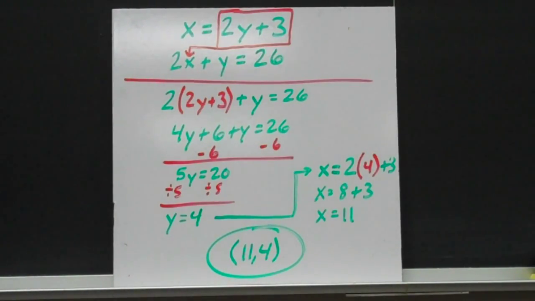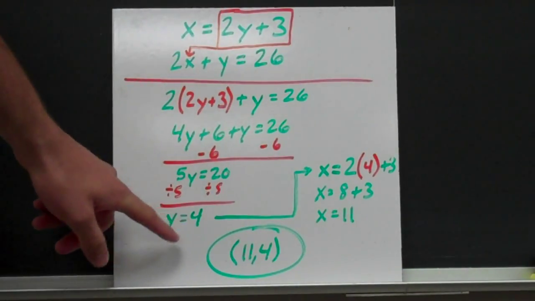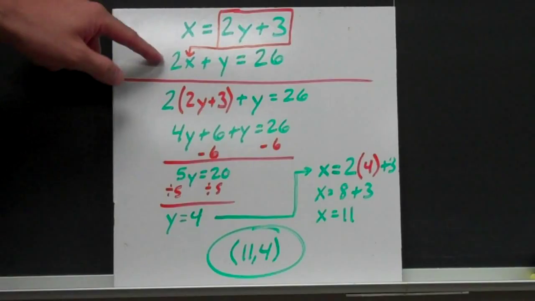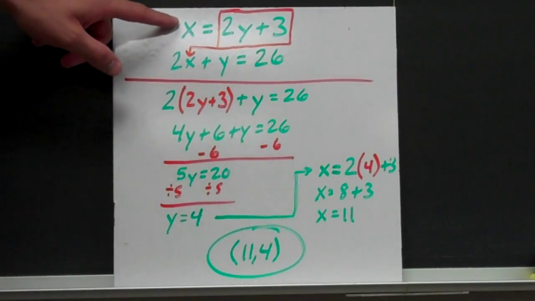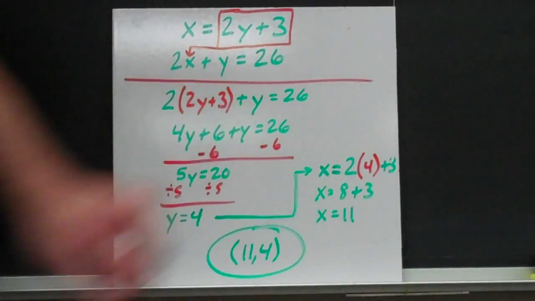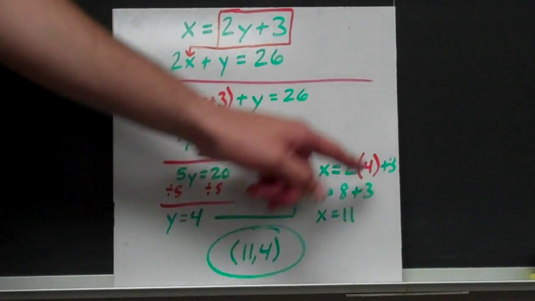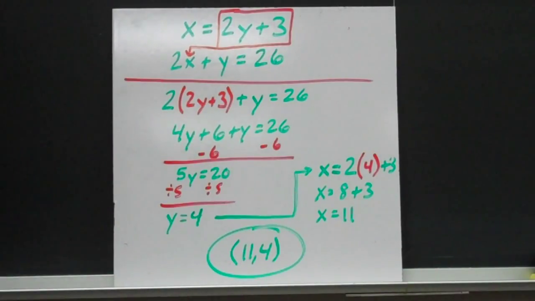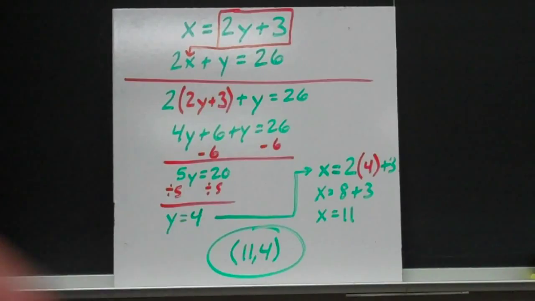Remember though, if we're solving for the intersection of two lines, we need an x value and a y value. So we're going to take our y value and plug it back into one of the original equations. Remember though, we're solving for x, so it's probably going to be easier if we plug it into the first equation. So x equals 2 times 4 plus 3. 2 times 4 is 8, and 8 plus 3 is 11. So our answer, x is 11, y is 4.